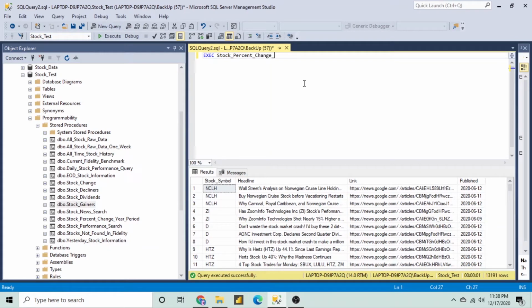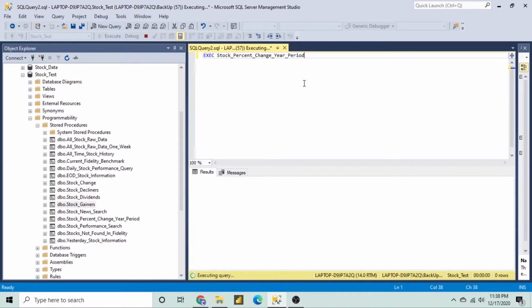The next stored procedure is called stock percent change year period. I definitely could have named this better, but for now, it is what it is. This is one of the more important stored procedures that I created, and the query for it takes about anywhere between 30 seconds to about 2 minutes because there's a lot of calculations in the background. So just to give a quick overview of this stored procedure.